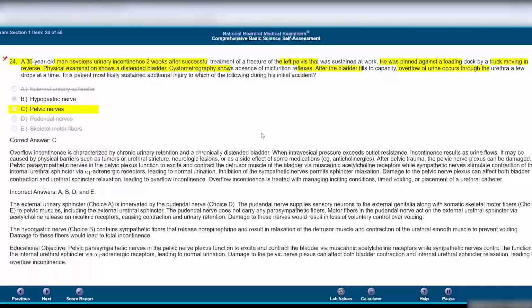At this point, I didn't know 100% whether it was the hypogastric or pelvic nerves that controlled the internal urethral sphincter. I think it's hypogastric, but I'm not sure. I was between those two, and I picked hypogastric, and I was incorrect.